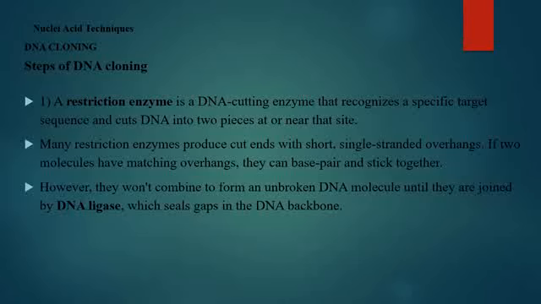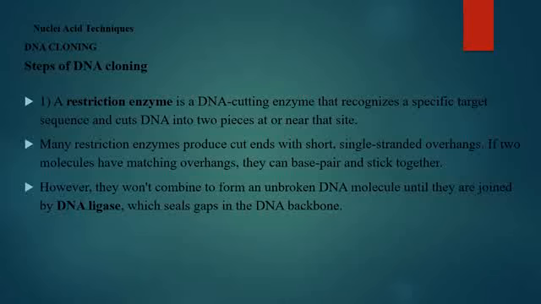Step 1, a restriction enzyme is used to cut. So a restriction enzyme is a DNA cutting enzyme that recognizes a specific target sequence and cuts DNA into 2 pieces at or near that site. So it identifies a specific target and then it cuts. Many of these restriction enzymes produce cut ends with short single-stranded overhang. So it cuts at a particular point and there's an overhang.